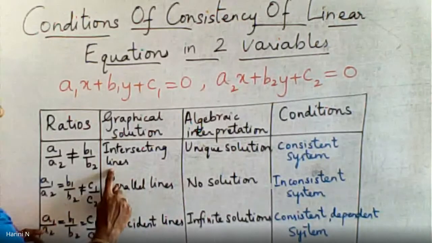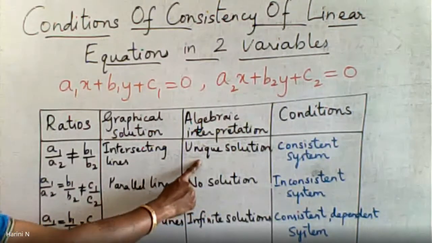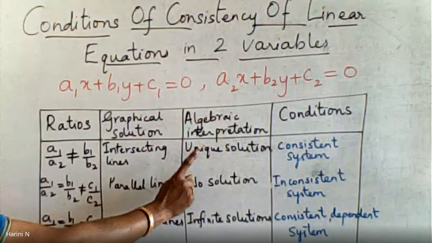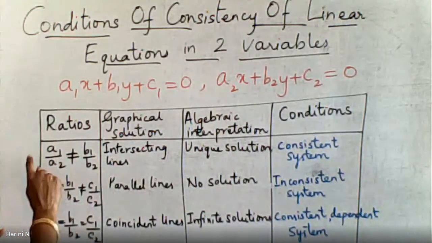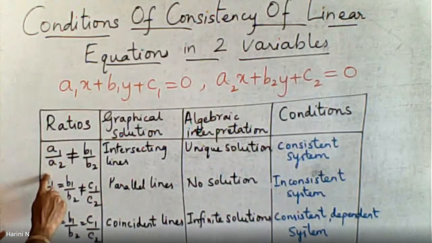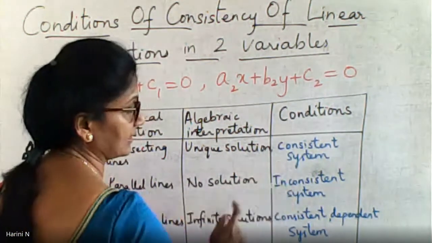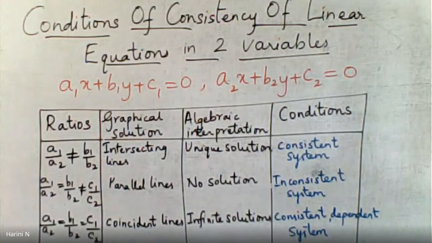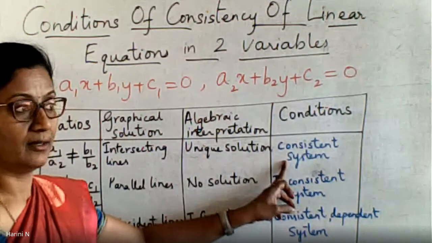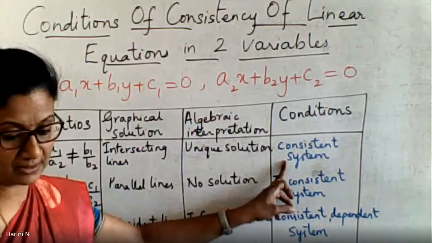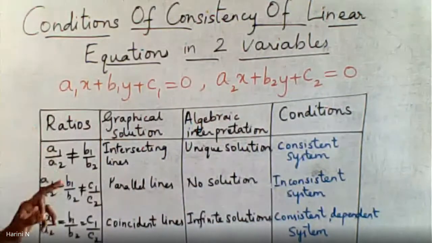If the lines are intersecting, you know there is going to be only one unique solution for it, and such a system of linear equations where A1 by A2 is not equal to B1 by B2 will be called a consistent system. You can tell it is a consistent set of linear equations in two variables. Alright? Then coming to the second condition.